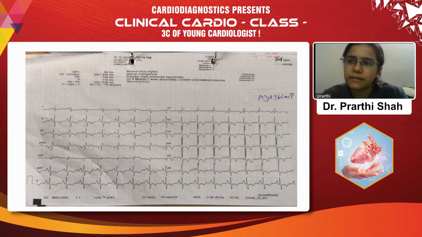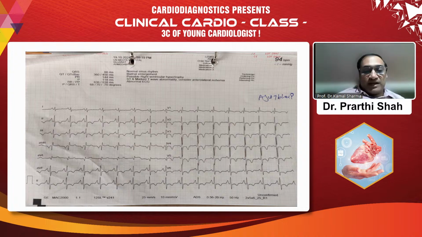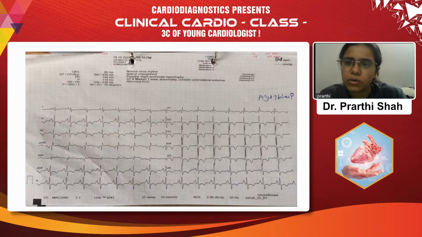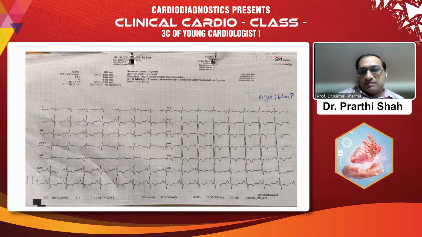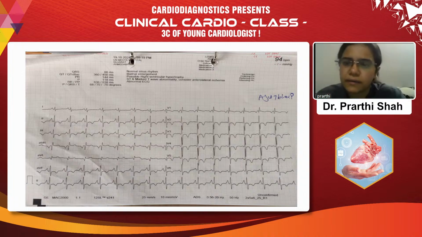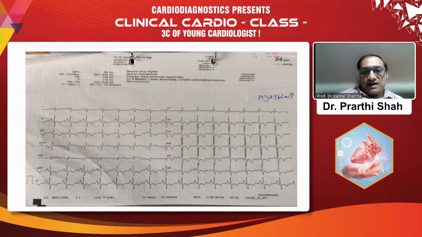Yes, sir. But there is a small rSR dash. And in the presence of rSR dash, what should be the voltage of R for RVH? Sir, in the presence of incomplete RBBB or rSR dash, it is 11 millimeters of R wave. Correct. It is barely 7, so even without rSR dash it is not qualifying. So no RVH.